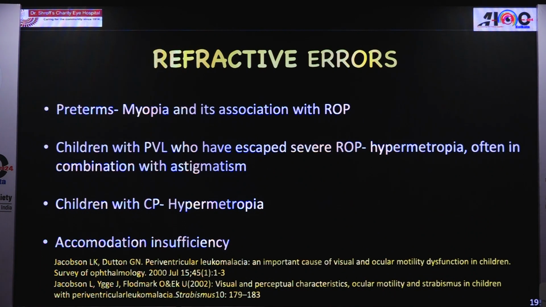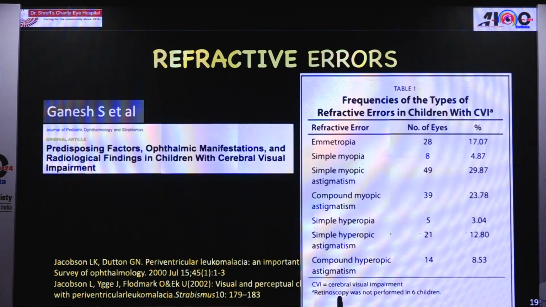Now, what is known in literature is that in preterms, myopia is common with its association in ROP, but in children who have escaped PVL and are born after 28 weeks, hypermetropia is more common. Children with cerebral palsy also have hypermetropia, and all of those children would have some amount of accommodation insufficiency. This was a study published from our institute, where we found that simple myopic astigmatism and compound myopic astigmatism are the most common refractive errors noted in Indian children.